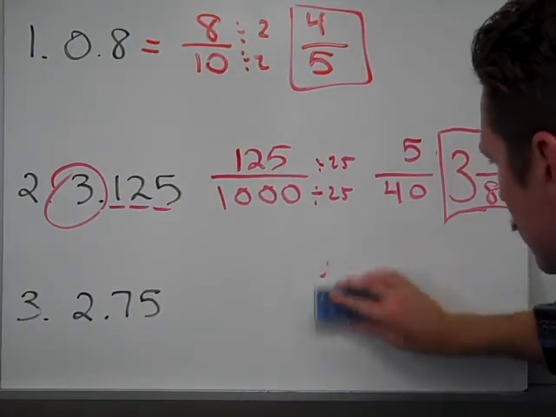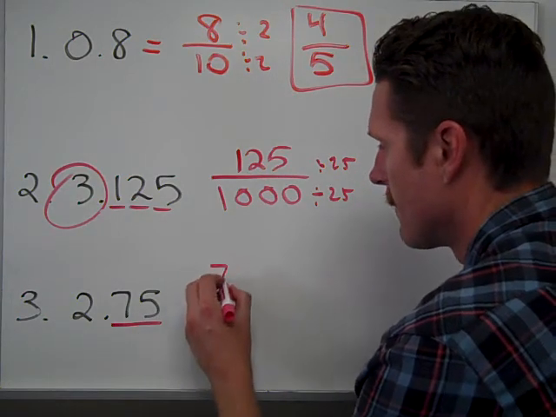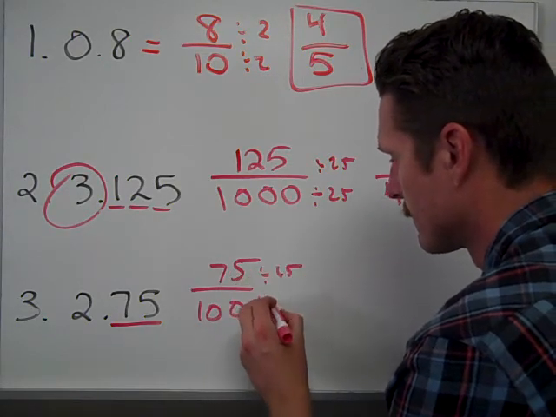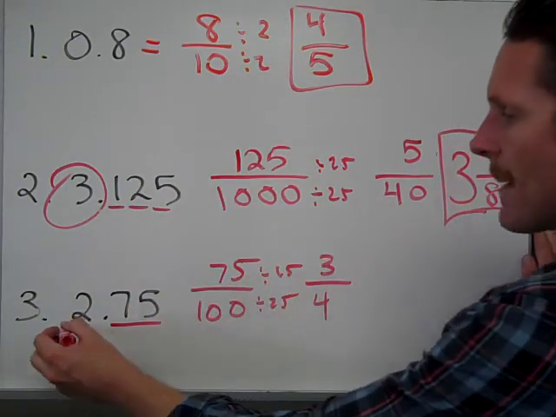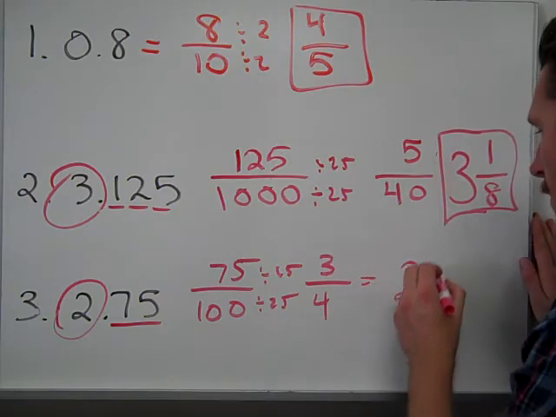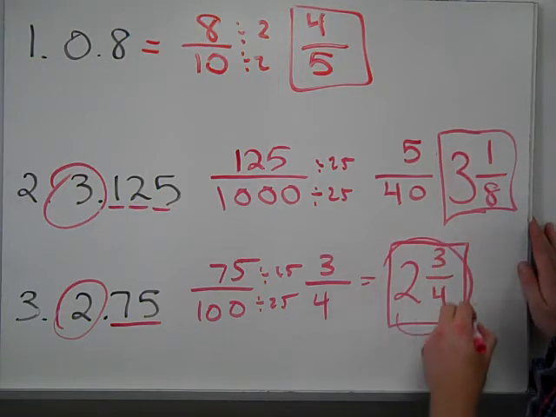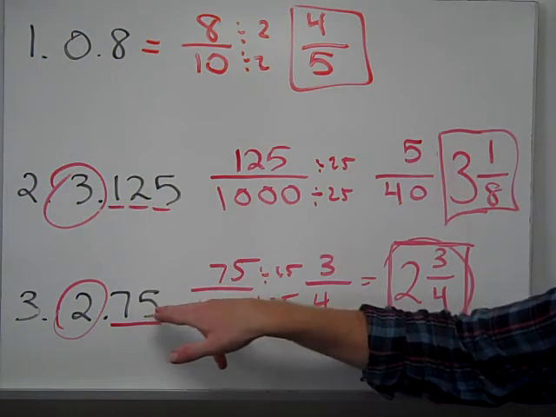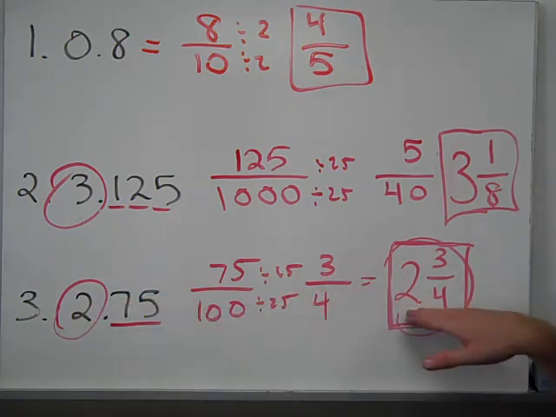Let's do the next one. So 2 is the whole number. Leave that alone. We've got 75 hundredths. Let's do 25 again. Quarters. 4 quarters. 3 quarters. Alright, we've got 3/4. Now we've got to put that whole number back in. So we've got 2 and 3/4. 75 hundredths, so it's over 100. Simplify to 3/4, put that whole number back in and make it a mixed number, 2 3/4.